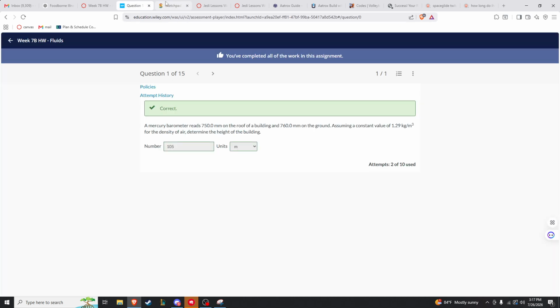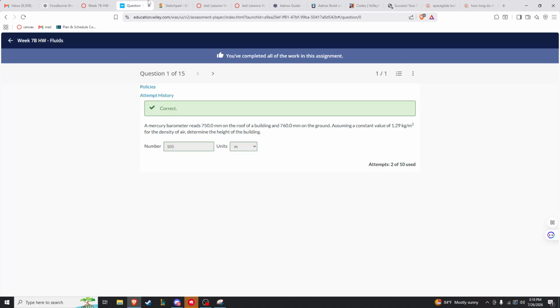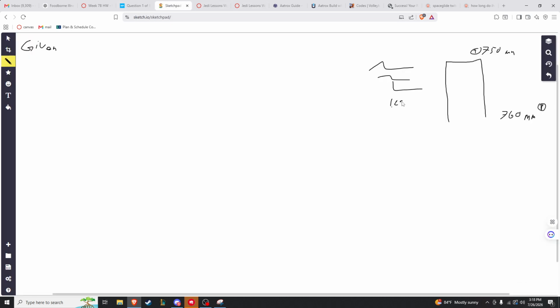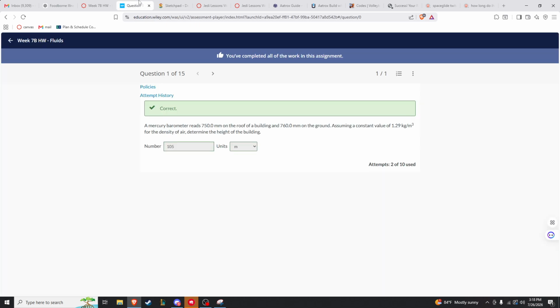Or I guess we could draw it first. Mercury barometer is 750 on the roof of a building and 760 on the ground. So this would be the building, and it'd be 750 up here due to the barometer, and 760 down here. SI units being millimeters. And the density of the air would be 1.29 kilograms per meter cubed, with the SI units being kilograms per meter cubed.